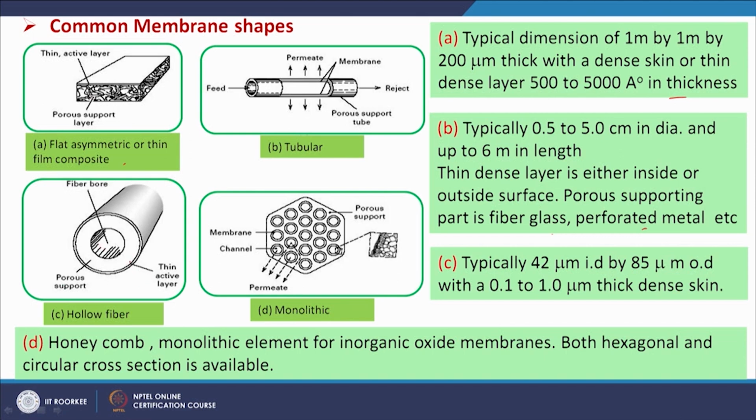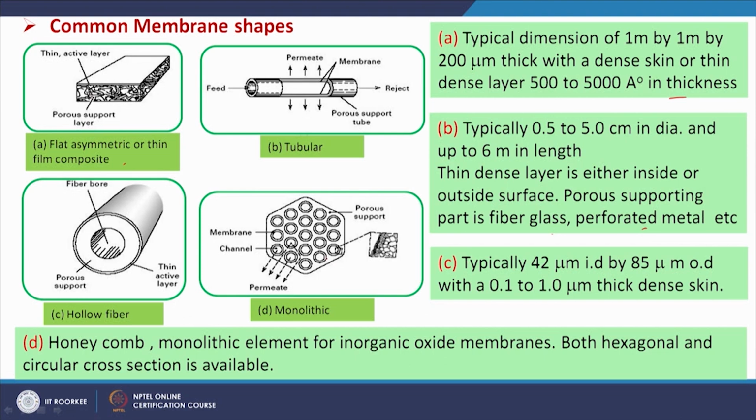Then the hollow fiber: here we see the fiber bore and the thin active layer, and we have a porous support. Typically it is 42 micrometer ID by 85 micrometer OD with a 0.1 to 1 micrometer thick dense skin. So, this is a hollow fiber membrane. The hollow fiber and tubular basically differ in dimension also.